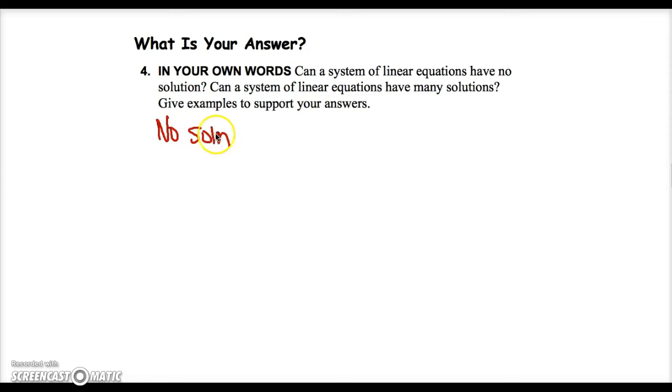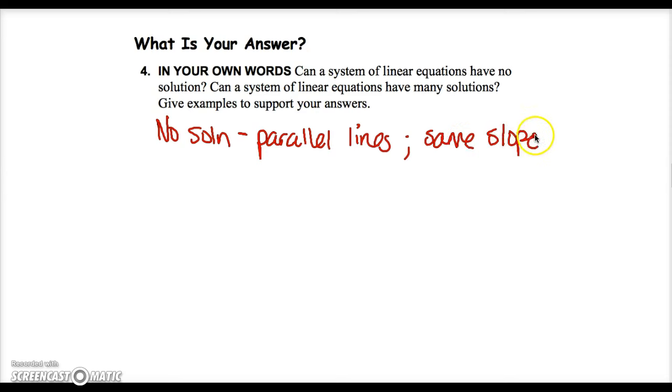So no solution, that's my abbreviation for no solution. What's going to happen is you are going to have parallel lines. They will never intersect. And what you're looking for in your equations is if they have the same slope. You don't even have to graph them. If they have the same number in front of the x, they're going to be parallel, no solution.